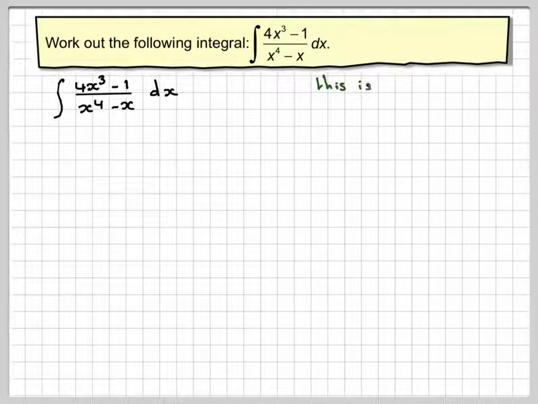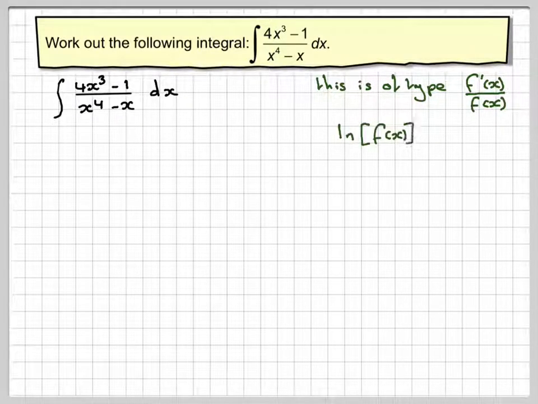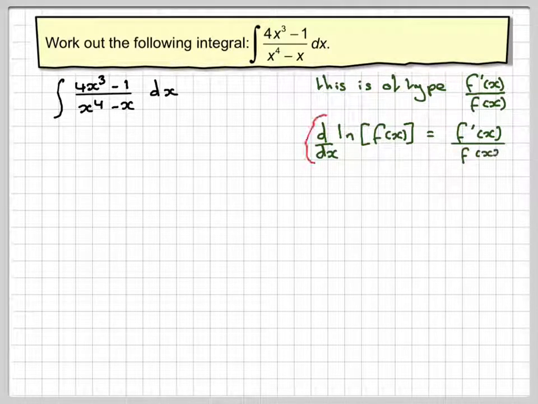Now we've got to realise that this is of this type. It's type f dash of x divided by f of x, because if you differentiate the bottom, you're going to get 4x cubed minus 1. And we know that ln of f of x, if you differentiate that, you get f dash of x over f of x.